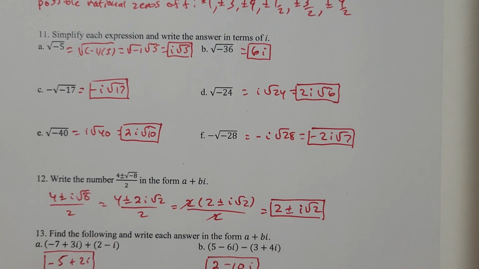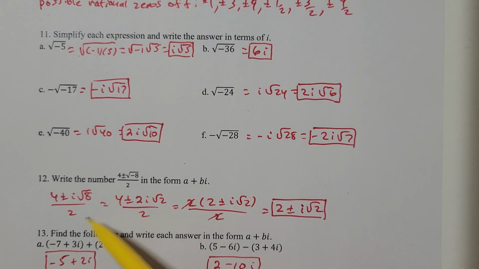Problem 12. Write the number 4 plus or minus the square root of -8 over 2 in the form a plus b times i. Okay. I got 4 plus or minus the square root of -8. That'd be an imaginary number. i root 8 all over 2. Root 8 is the same thing as 2 root 2. Okay, so now I'm looking at 4 plus or minus 2i root 2 all over 2.